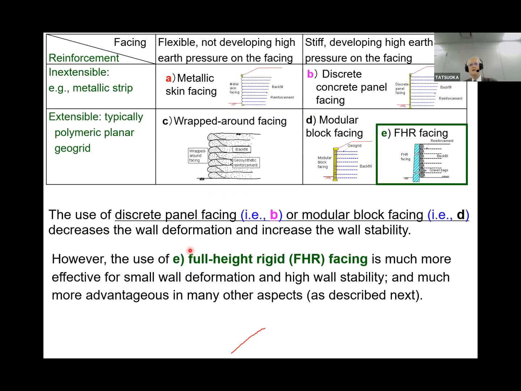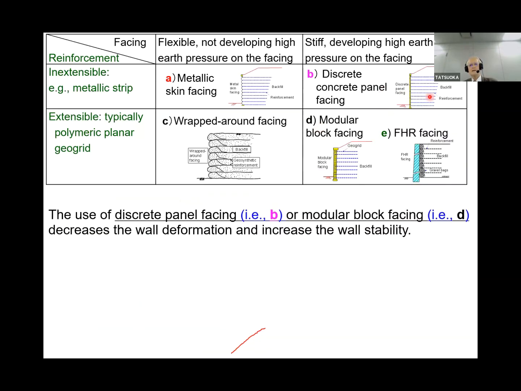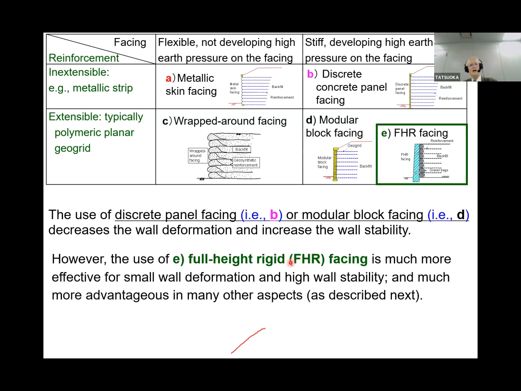So the use of discrete panel facing or modular block facing decreases the wall deformation and increases the wall stability. However, the use of full height rigid facing is much more effective for small wall deformation and high wall stability, and much more advantageous in many other aspects. This is what I'm going to explain.